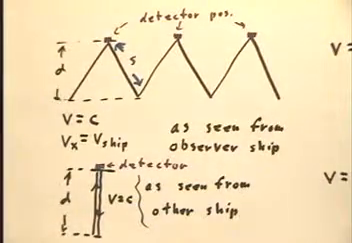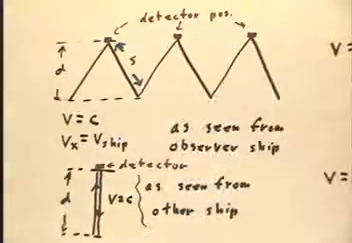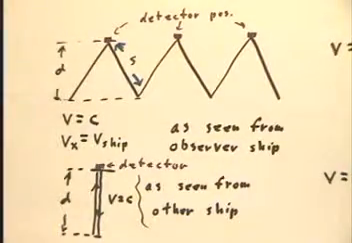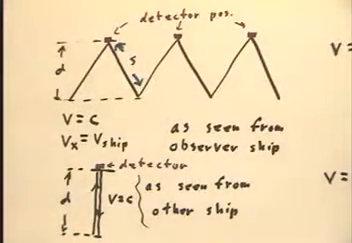Okay? Now, the velocity of the light, we're going to say, is c. That's 3 times 10 to the 8th meters per second. Vx will be the velocity of the spaceship that's going past us, as seen by the observer.